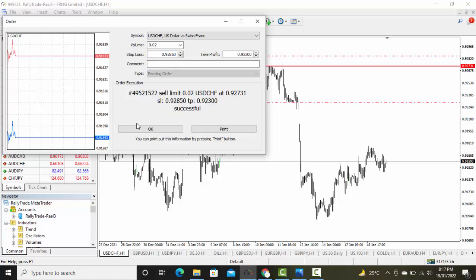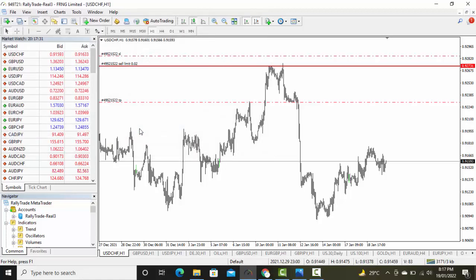So I have been able to initiate this pending order. Price is already trading around the zone. So I still expect price to trade northward, get here, get rejected from around this zone, and move to the downside. That's for the sell limit.